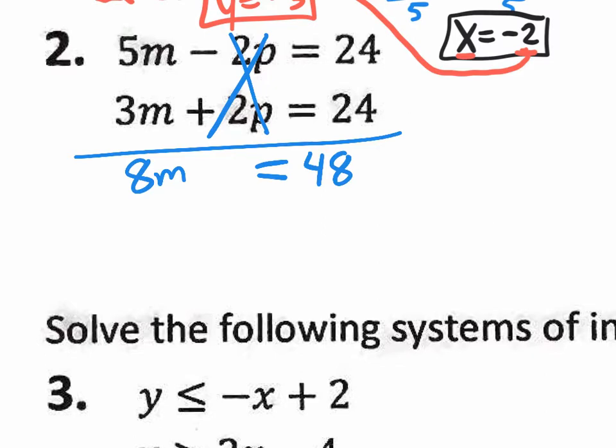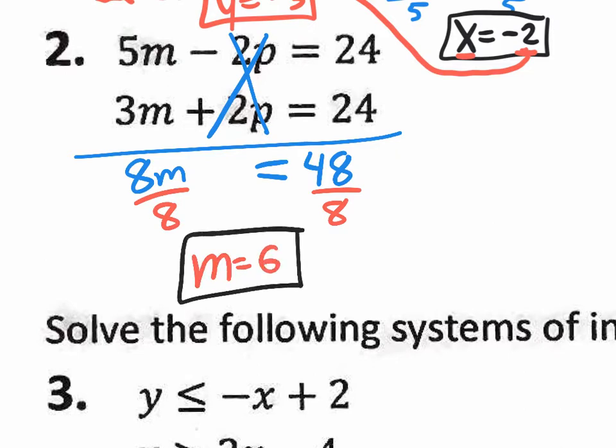So we need to solve that simple equation of 8 times m equals 48. We're going to divide by 8. Divide by 8. m equals 6. So m equals 6. That's one answer. You still need the other answer. How do we find the other one?